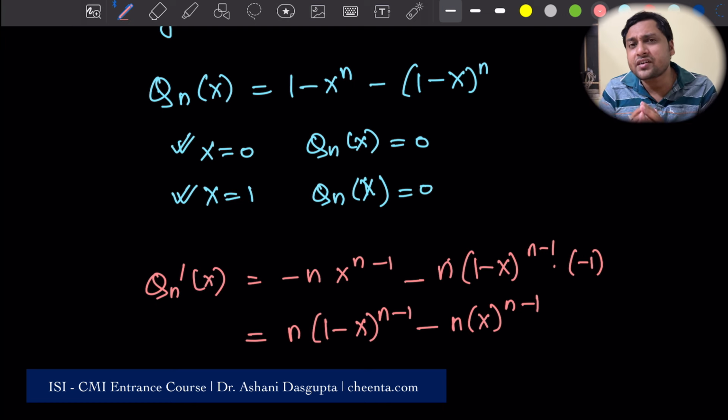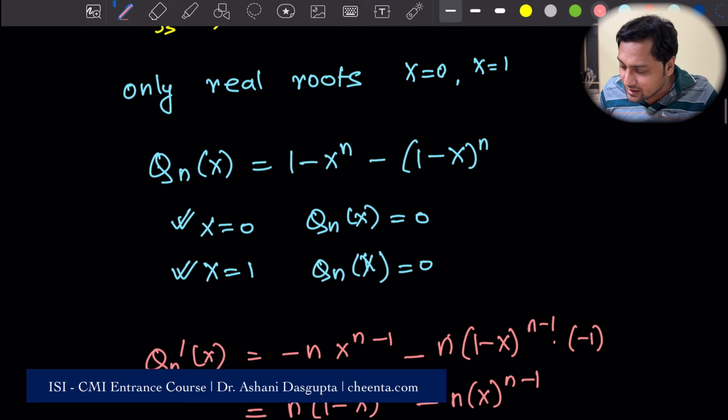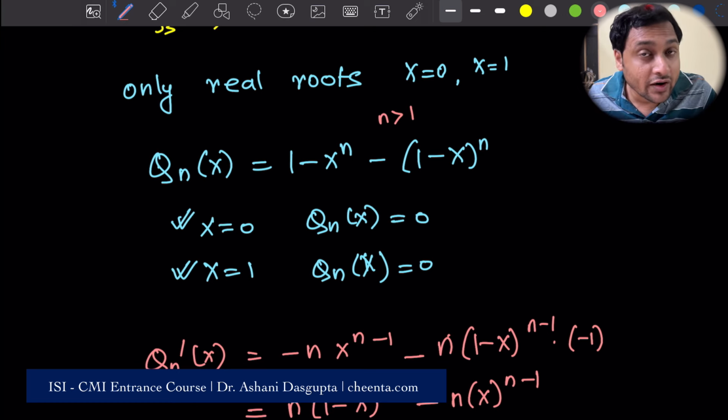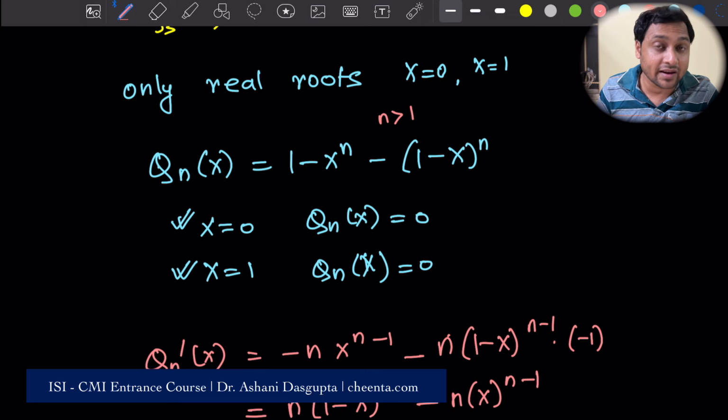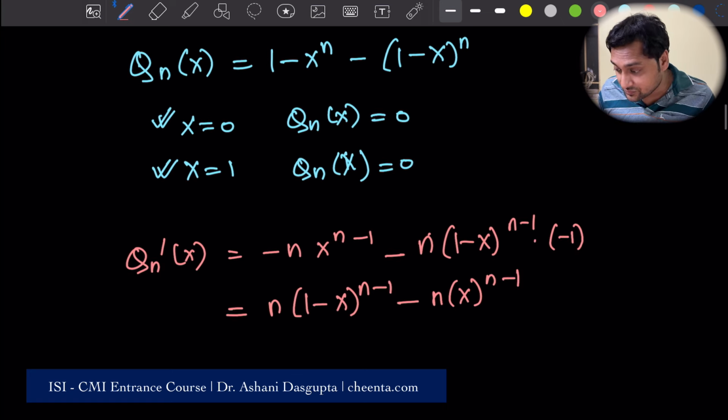There is a very critical point that I want to mention here. In the problem, you must assume that n is greater than 1. Because if n is equal to 1, then this is a 0 function. It's always 0 for every value of x. So it has infinitely many real roots. So we are working with n greater than 1. Okay. Now this is the first derivative.